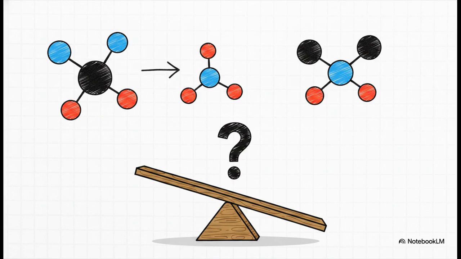Okay, let's put this into practice with our main example for today. Here we have a reaction between sodium hydroxide and sulfuric acid, and that gives us sodium sulfate and water. Written out, that's NaOH plus H2SO4 yields Na2SO4 plus H2O. Now, look closely at this. Tell me, does that look perfectly balanced to you at first glance?